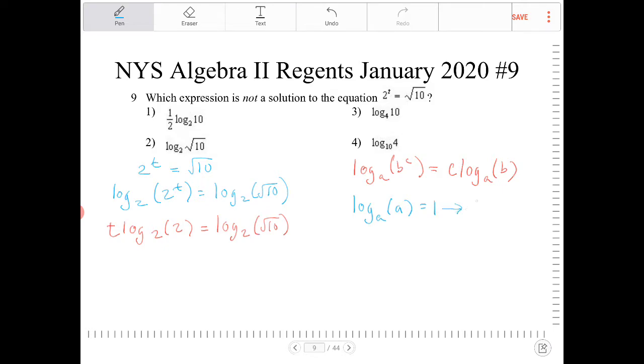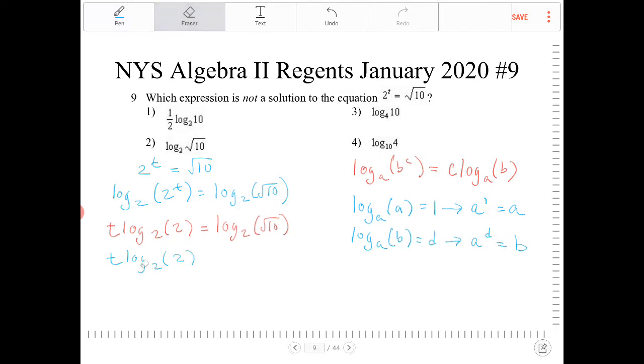And why is that the case? Well, when I re-express log base a of a in exponential form, it's the same thing as a to the first is equal to a. If you're confused about why that's the case, maybe you should look over the conversion from logarithmic form to exponential form. Let's say I have log base a of b is equal to d, then this gets rewritten as a to the power of d is equal to b.